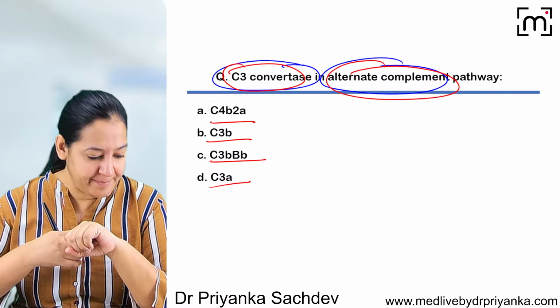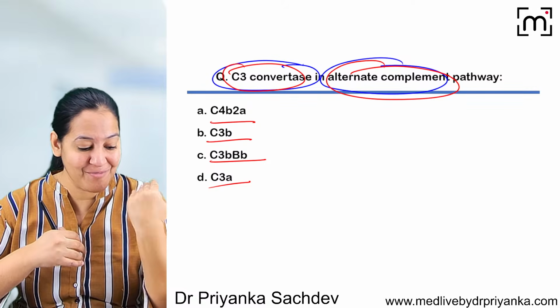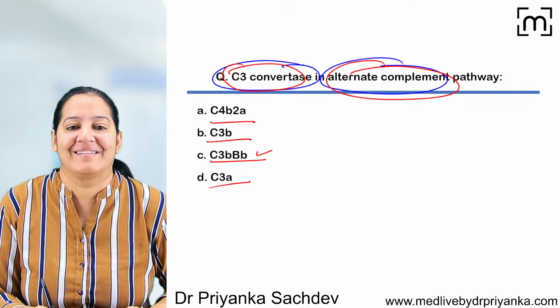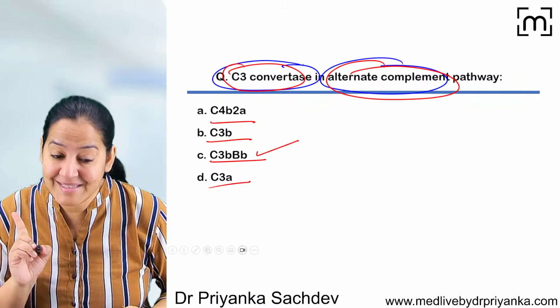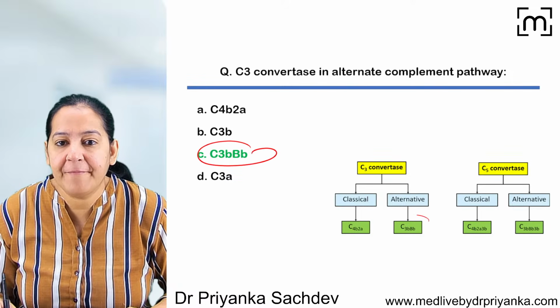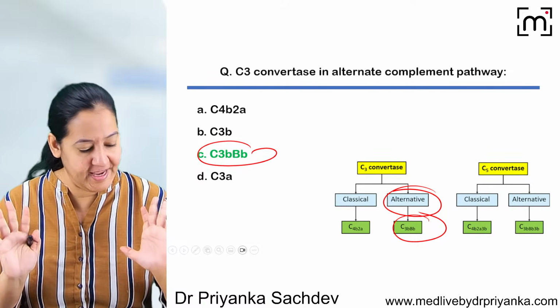Write down. I'm waiting. Yes, absolutely right, Mohammed. What about others? I want everyone to write your answer in the chat box right now. Yes, absolutely right, Meghna. So the correct answer is C. I'm asking the C3 convertase in alternate pathway. It's 3BBB. Okay, the correct answer here is C and you all are right.